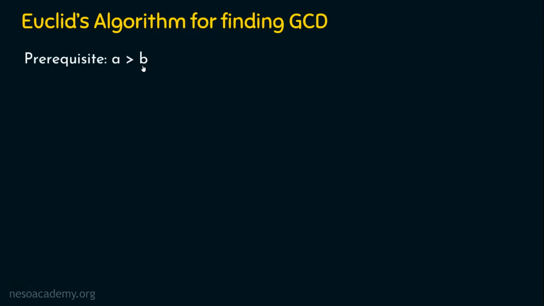If the question is GCD of 10 comma 20, just change it to GCD of 20 comma 10 so that the first parameter A will be obviously bigger than B. So for this algorithm, I am going to set the prerequisite as A is greater than B. In case A is not greater than B, just swap it and make A greater than B. So the algorithm goes like this. This is the subroutine name where it takes two parameters A and B.